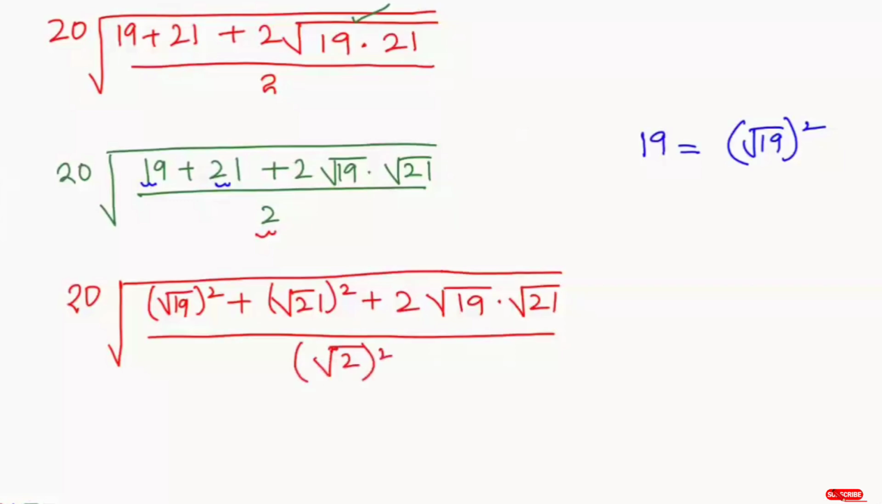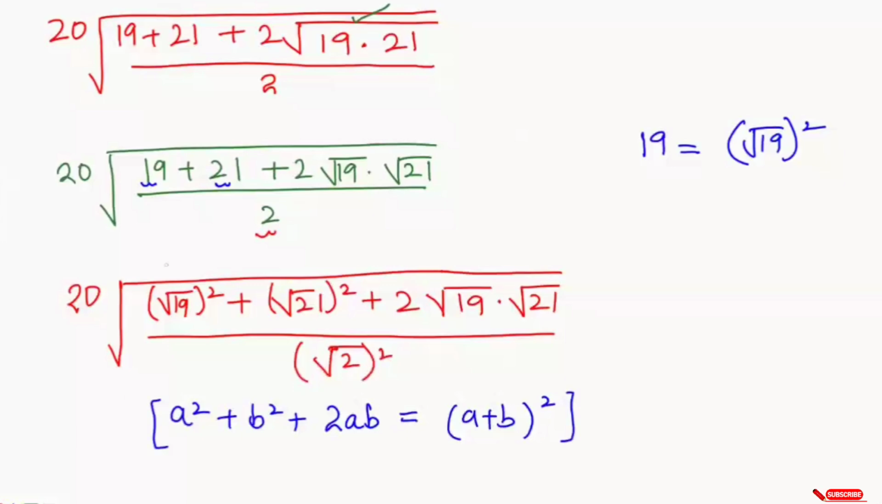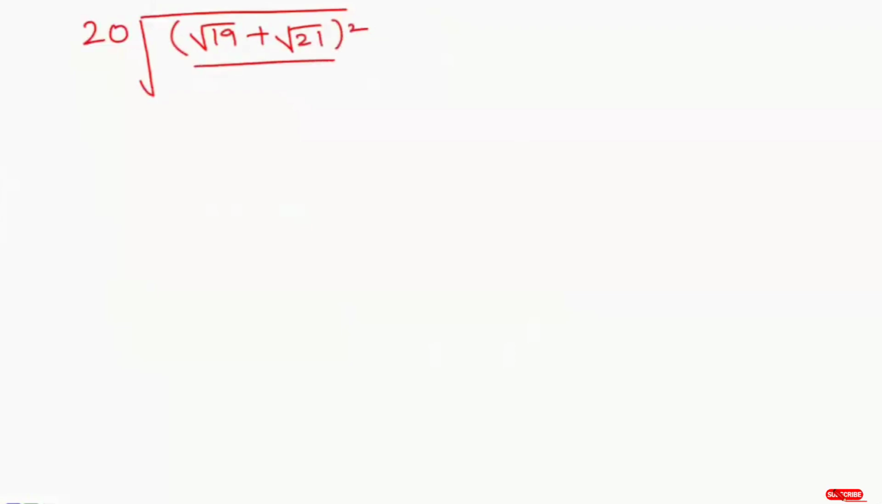The next step, I am going to apply the algebraic identity, that is a square plus b square plus 2ab can be written as a plus b whole to the power of 2. So here we have the a value and this is our b value. This will turn to 20 of root of 19 plus root of 21 and whole to the power of 2 over root of 2 and whole to the power of 2.